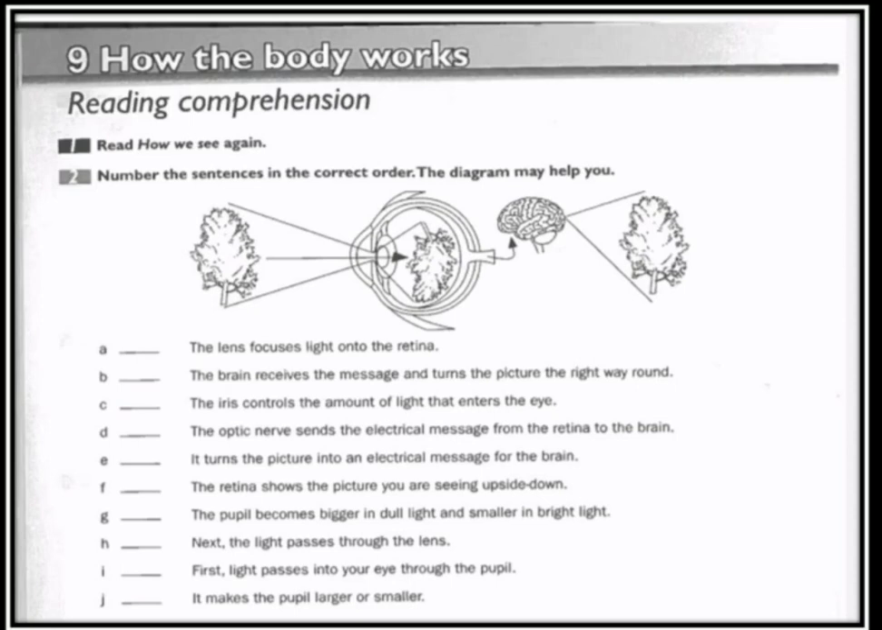Now, sentence 8. Which letter? It is E. It turns the picture into an electrical message for the brain.